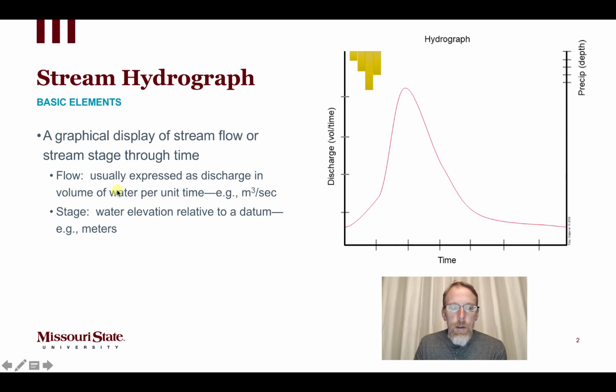All right, so flow, usually expressed as discharge, is volume of water per unit time, such as cubic meters per second. We went over that in detail in the first lecture of this module. And stage is measured relative to some datum that's established at the site. It could be above sea level, but often it's just an arbitrary datum, so many feet above some arbitrary benchmark.